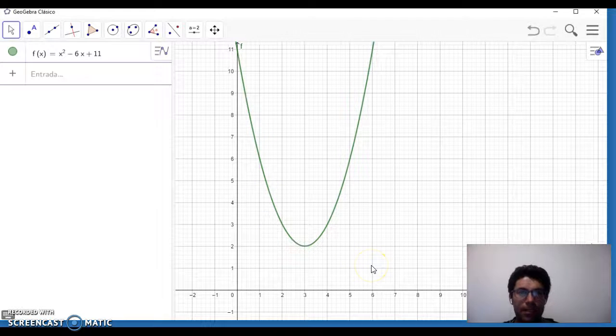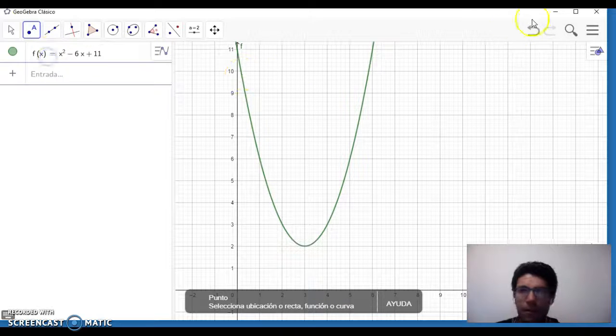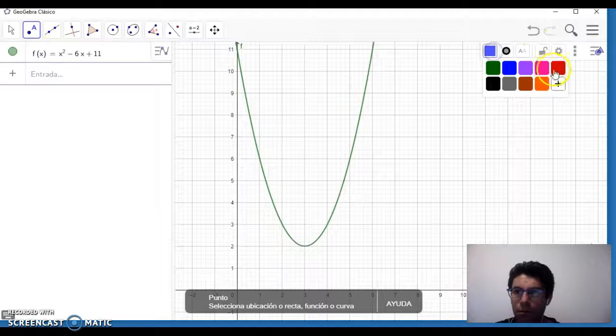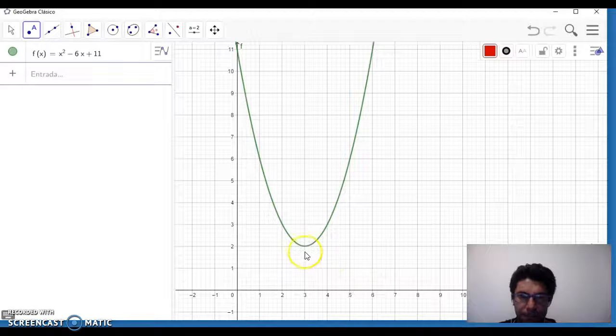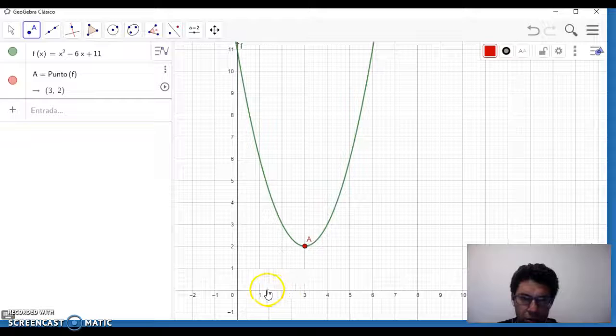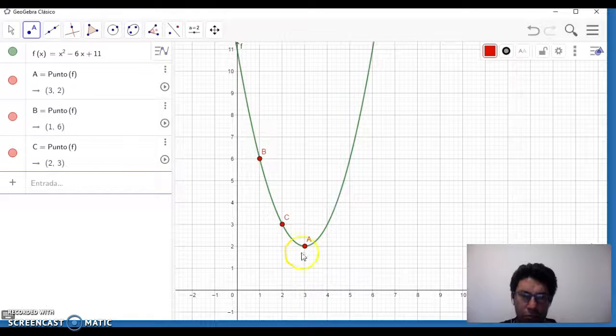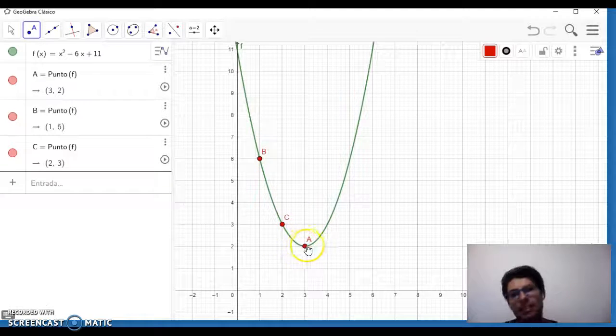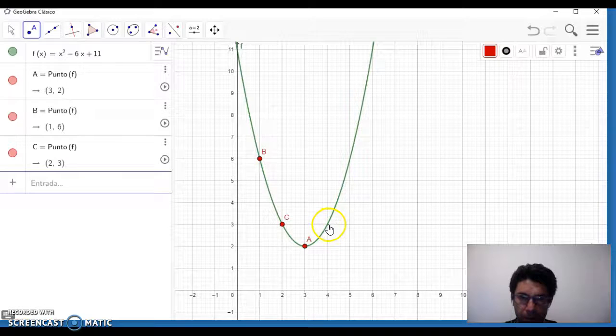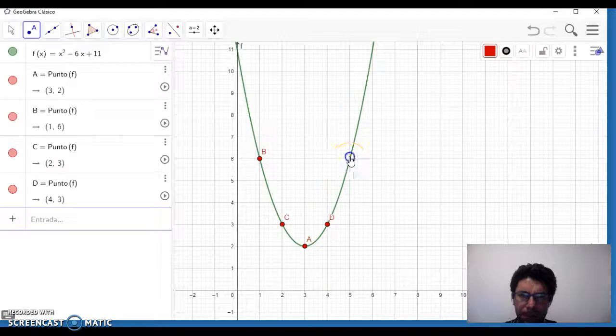Well, now let's see the values. Here we have (3, 2). Let's plot some points there. Change the color, red ones. Here we have a point. (1, 6), (2, 3), (3, 2). Like I told you before, this is the vertex. It is the point where the parabola starts taking the other direction. (4, 3), and (5, 6).